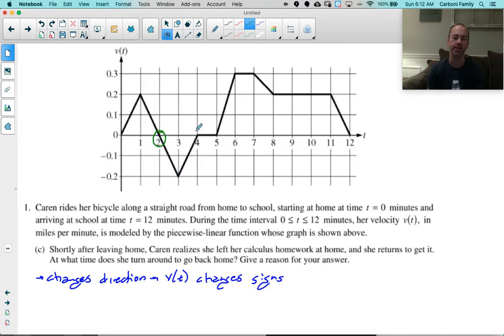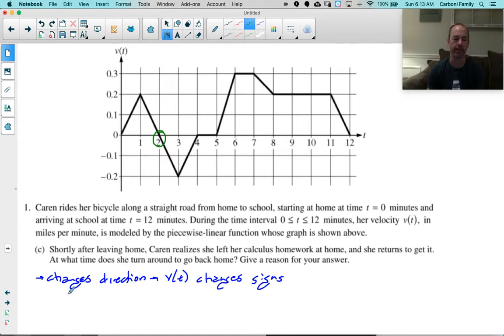The velocity does kind of change signs right around in here. The problem is there's a prolonged interval where she is stopped, and that prolonged interval, that 1 minute stopping time, indicates when she actually goes into her house to get her book and then comes back out to hop on her bike, and she resumes her trip starting over at t equals 5 to 12.